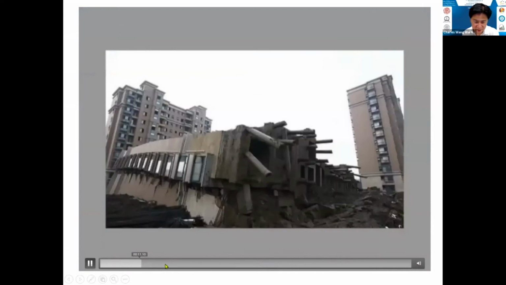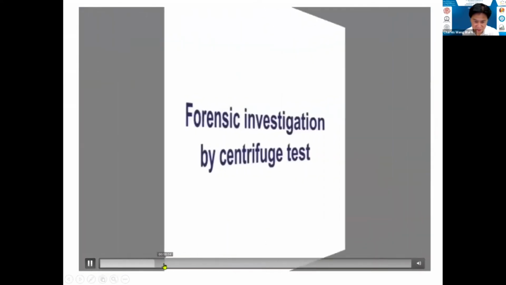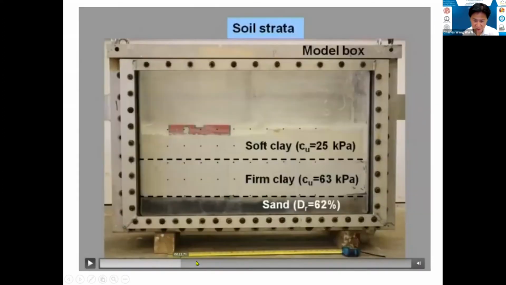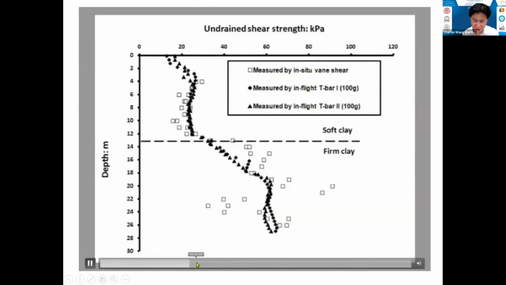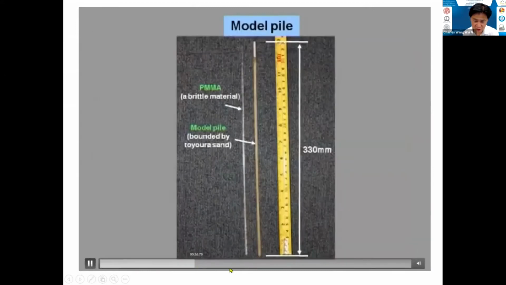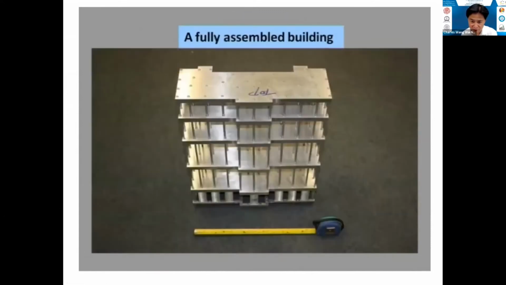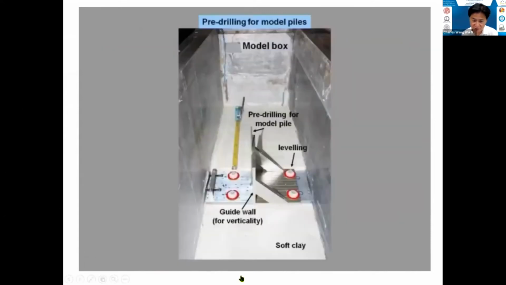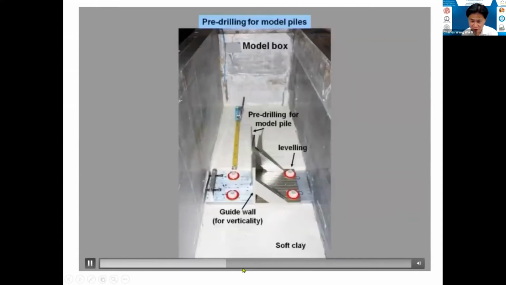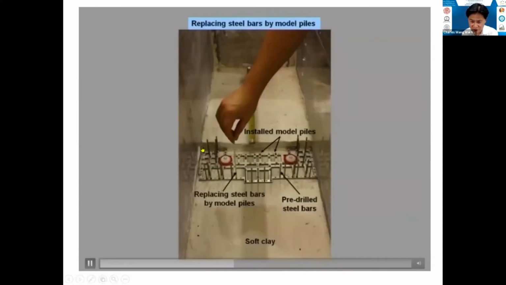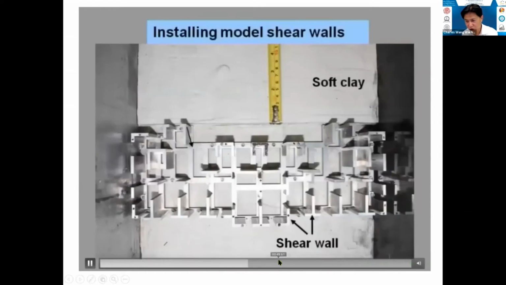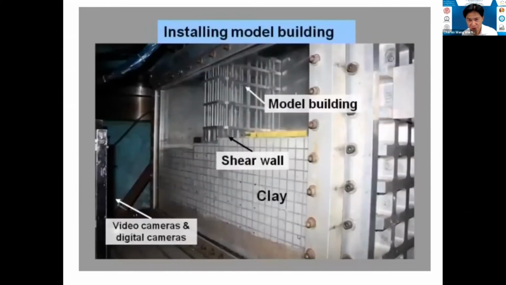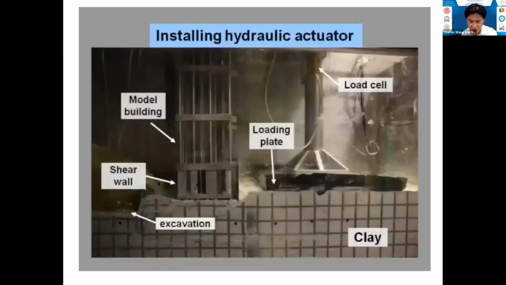I guess you can see I'm moving my mouse to speed up the presentation. So we idealized the geology in Shanghai, and what you can see here is a model pile and there's a building. Actually, we scale almost everything of the problem. So you can see the building and the ground beam here. There's a shear wall you can see from the top, and the installation of the building in the centrifuge container.